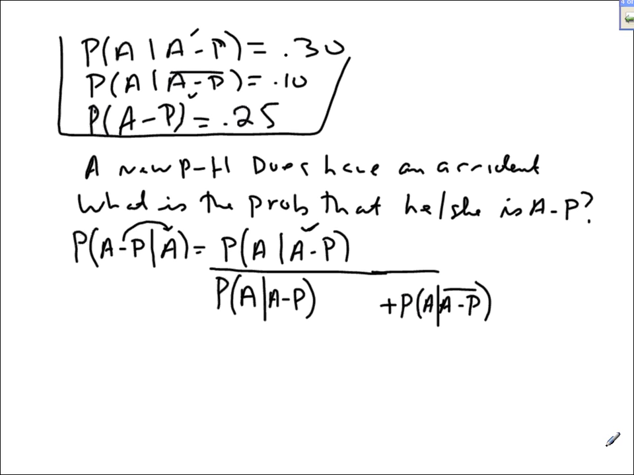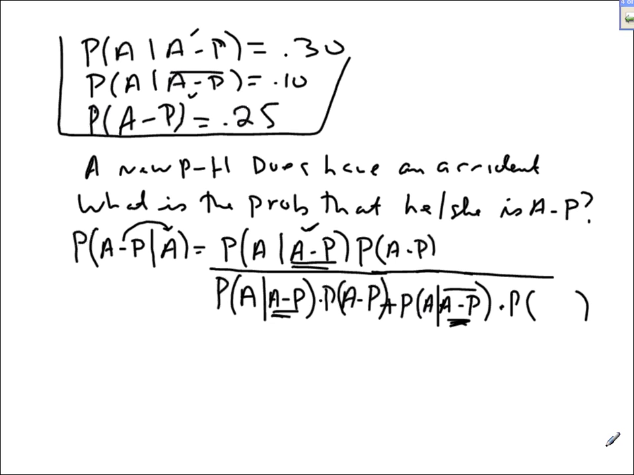The probability of A given that you are accident prone plus the probability of A given that you are not accident prone. For all three of the probabilities on the board right now, you have to multiply by P of the given part: accident prone, times the probability of the given part: not accident prone. And now we just write this up.